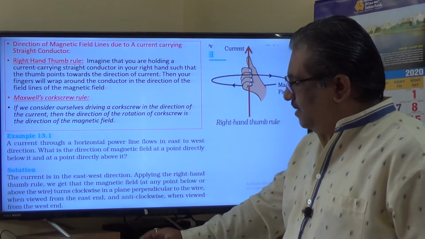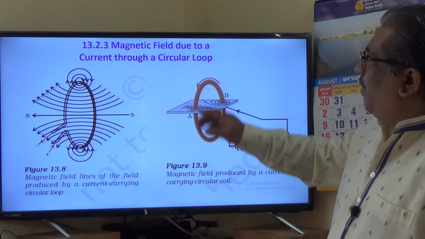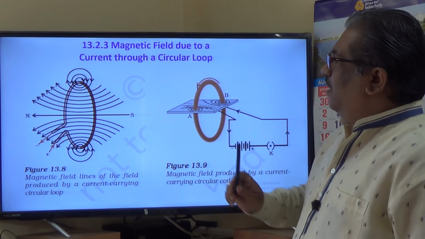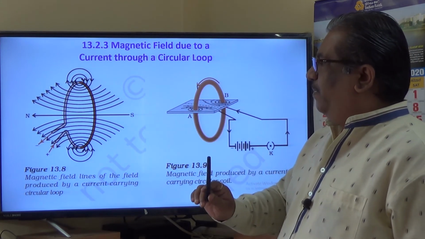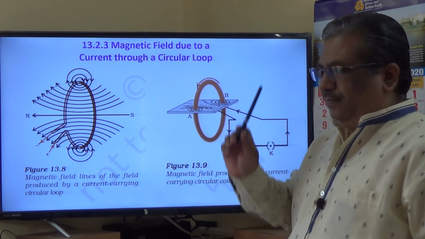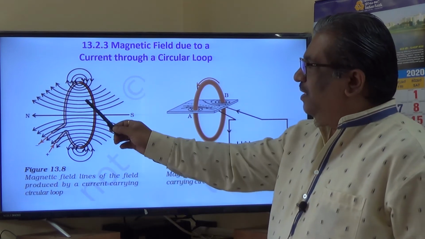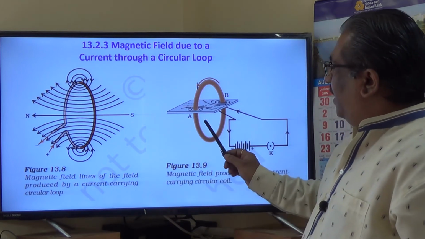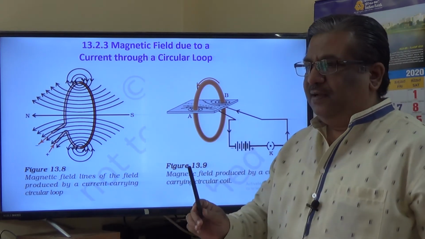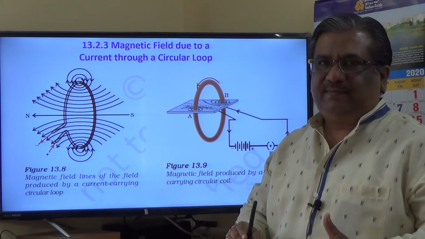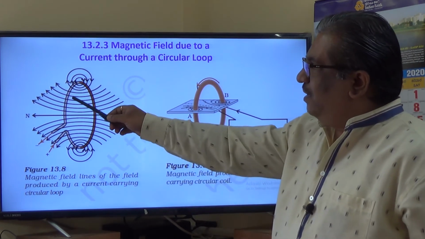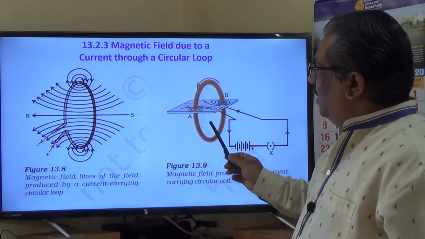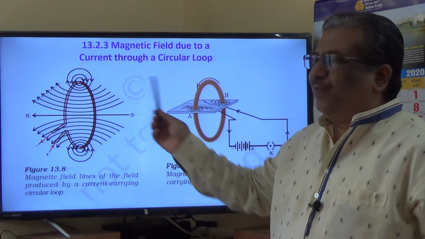Okay, next is magnetic field due to a current through a circular loop. There is a difference between a loop and a coil. A loop is a single strand of wire and a coil is multi strands of wire. Or a single loop is a single wire and a coil is the collection of such wires.